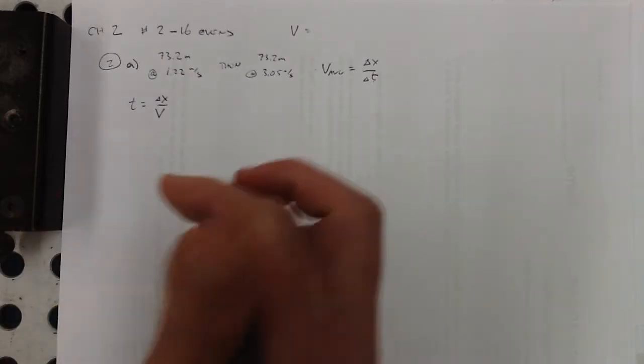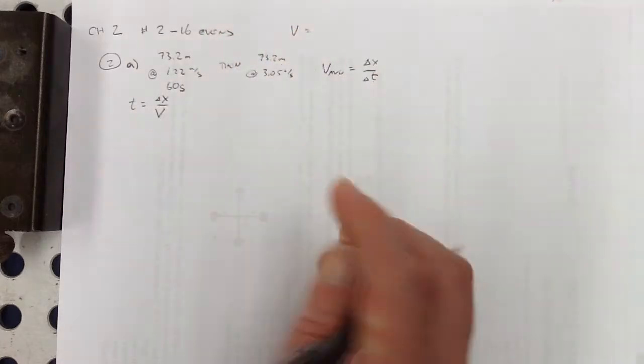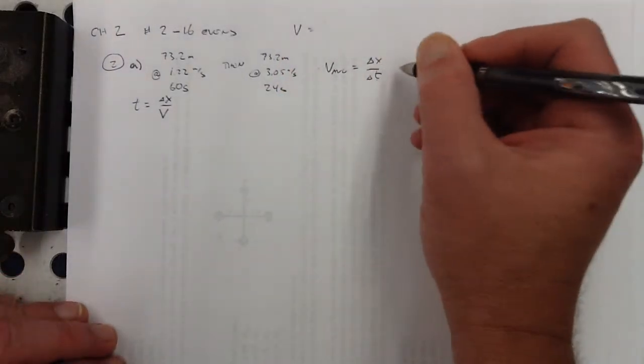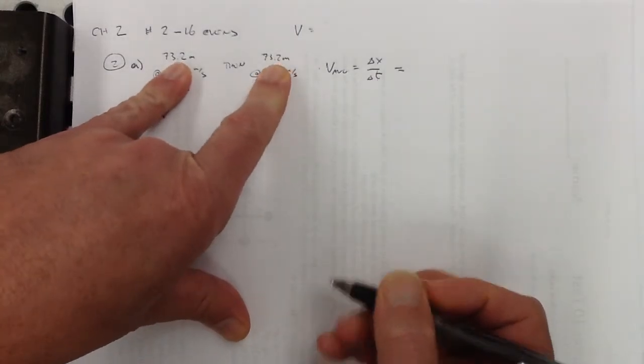So let's see, 73.2 divided by 1.22 is, this takes 60 seconds. And then here, 73.2 divided by 3.05 is 24 seconds. So here, that means my average velocity is the distance that I covered.